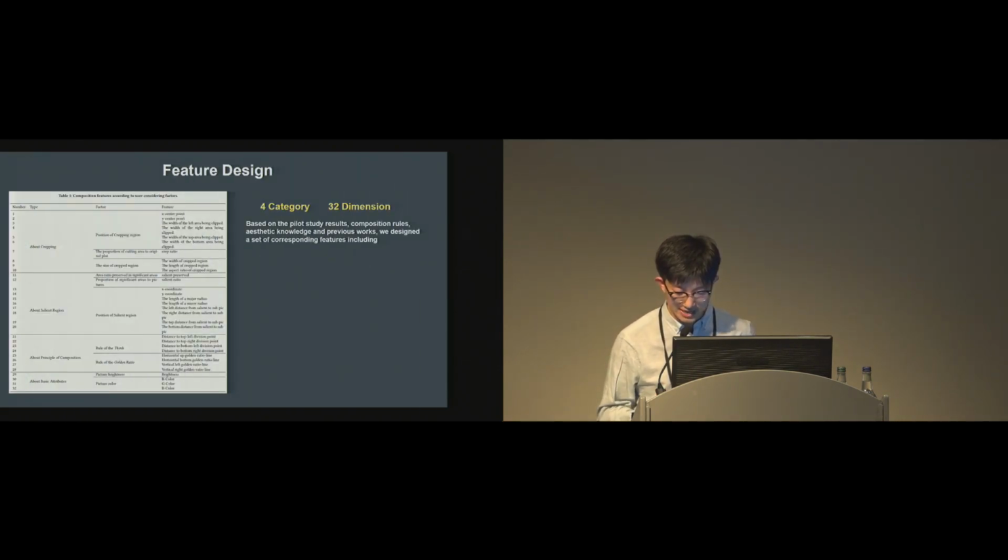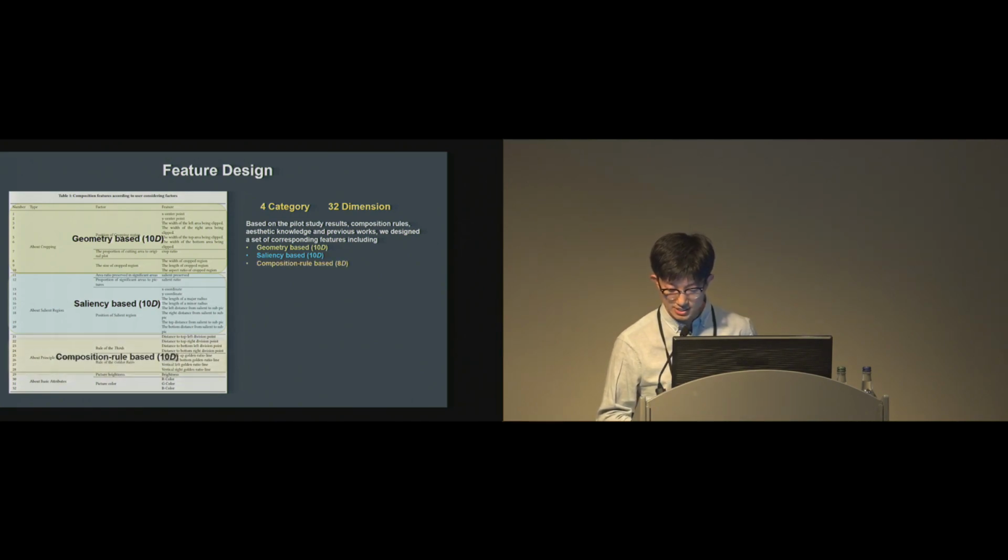Based on the preliminary study results, composition rules, aesthetic knowledge, and previous works, we designed a set of corresponding features, including geometry-based ones, for example, the geometrical center, size in pixels, relative size to the original photo, aspect ratio, and offset to the left, right, top, and bottom boundary of the original photo, and saliency-based ones, such as the coordinate of the center point of the salient region.